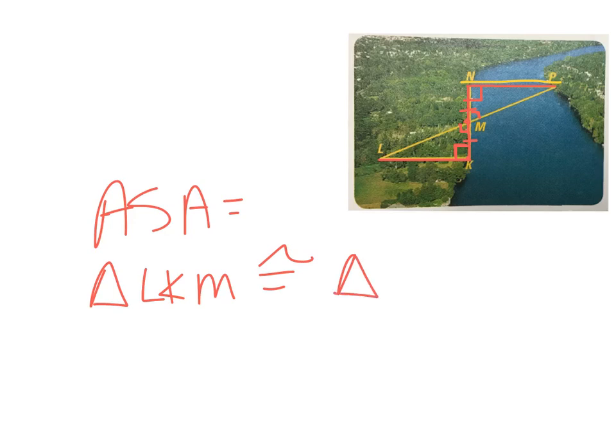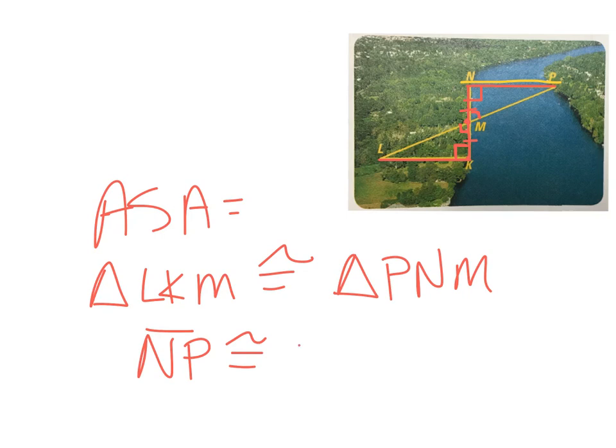Very good. So now because of angle, side, angle, we know that triangle LKM is congruent to triangle PNM. Awesome. Because all the parts are corresponding, we can say that segment NP is congruent to LK. They didn't actually give me the measurement, but if we measured LK, we would be able to tell the measure of NP.